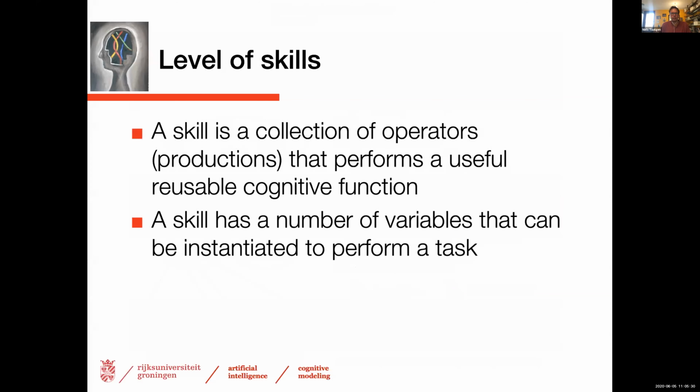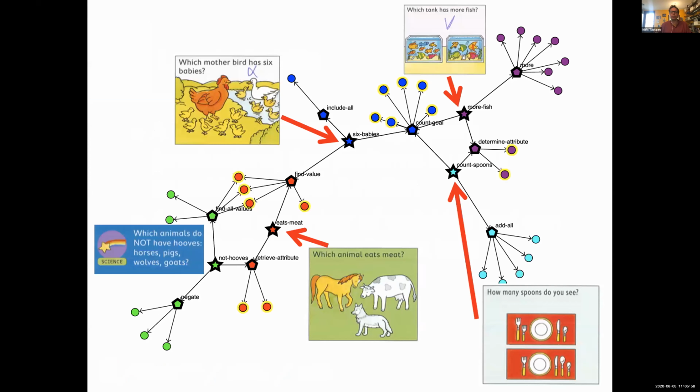And of course, a skill needs to be learned in some fashion. We don't want to program everything. But the skill also has a number of variables that we can instantiate to actually perform a task. The great thing about this is that in many cases, we can do totally novel tasks without any actual learning. Here is an example, maybe you've seen it before because I've used it in presentations earlier. These are small little tasks for children to perform.